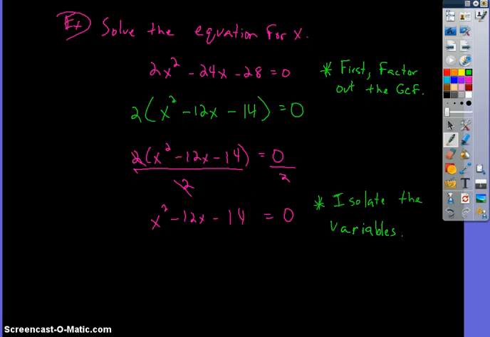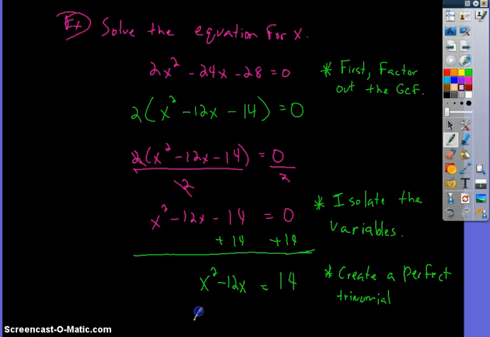So your next step would be to isolate the variables. So I'm going to take this 14, add it to the other side, leaving you with x squared, subtract 12x, equals a positive 14. And then your next step would be to create a perfect trinomial. So it's going to now be x squared, subtract 12x.